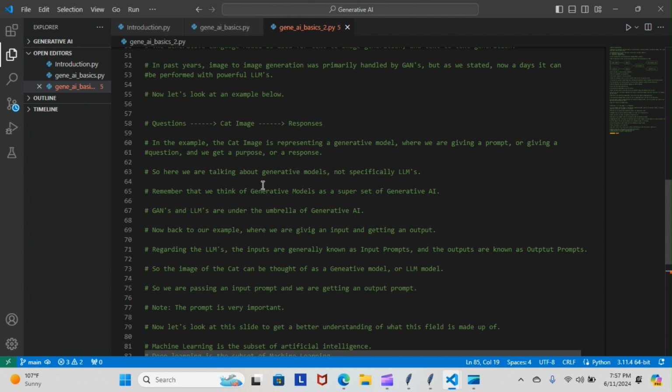Here we are talking about generative models, not specifically LLMs. Remember that we think of generative models as a superset of generative AI. GANs and LLMs are under the umbrella of generative AI. Now back to our example, where we are given an input and getting an output. Regarding LLMs, the inputs are generally known as input prompts and the outputs are known as output prompts. So the image of the cat can be thought of as a generative model or LLM. We are passing in the input prompt and getting an output prompt. Note the prompt is very important.